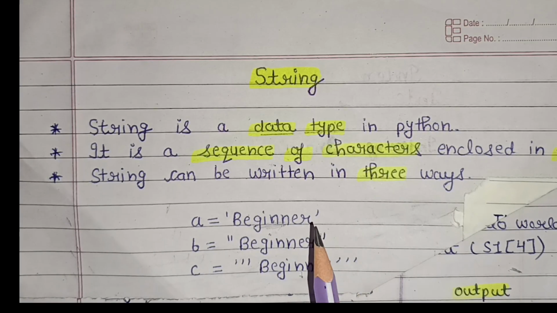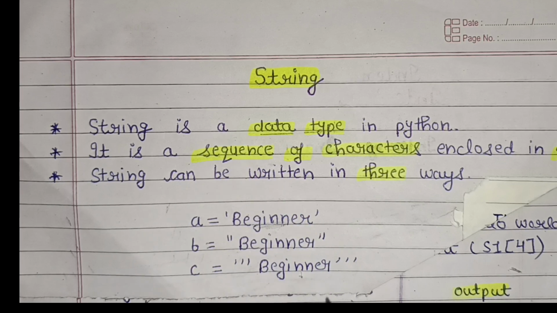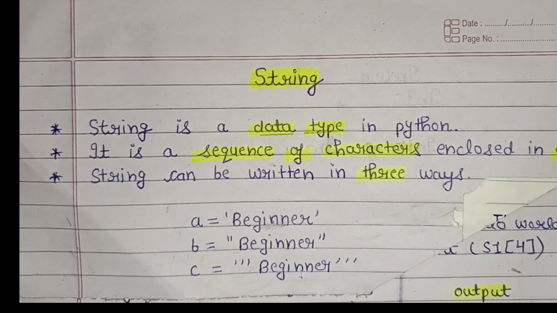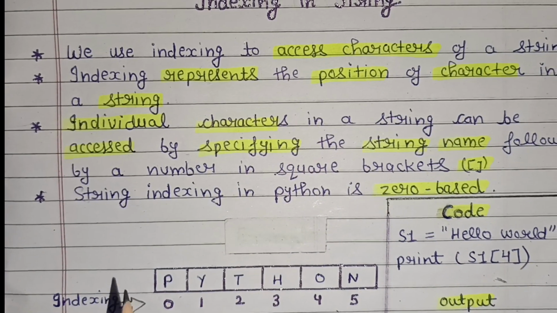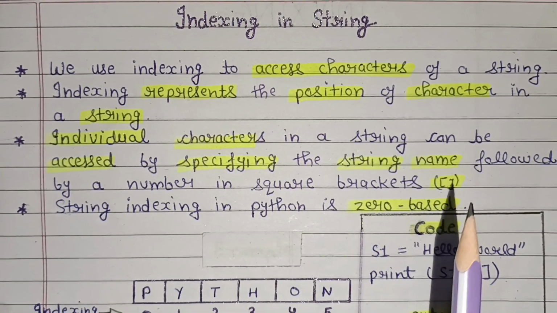I hope you guys get to know about the string. Simply, string is a data type in Python and it is a sequence of characters which is enclosed in quotes. Quotes like single quotes, double quotes, triple single quotes. You can write a string in these three quotes. Now back to the topic, indexing in string. We know about the string.